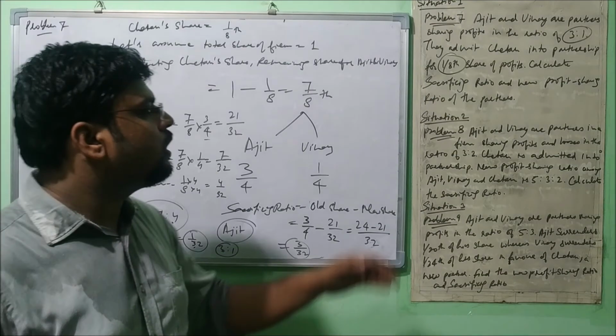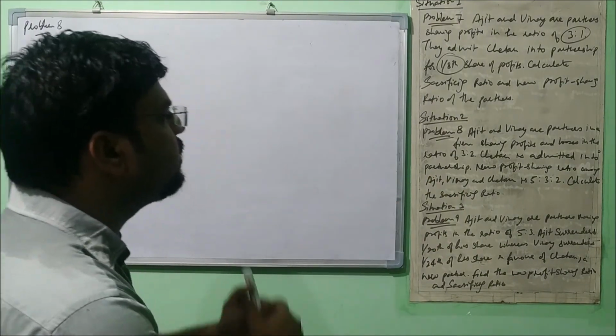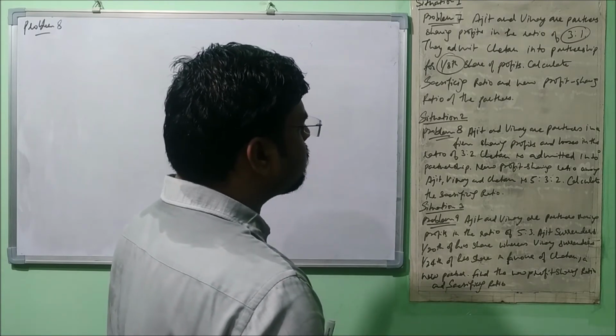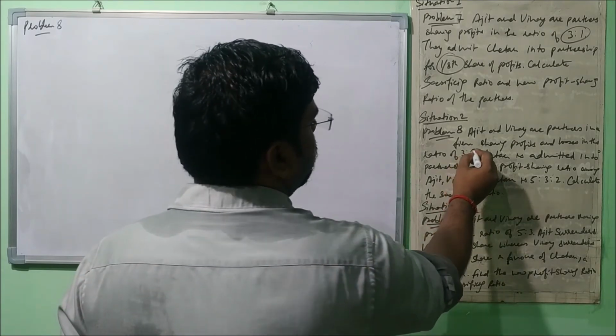Now let's move on to problem number 8. Let's read problem number 8. Ajit and Vinay are partners in a firm sharing profits and losses in the ratio of 3:2. That is their old ratio.